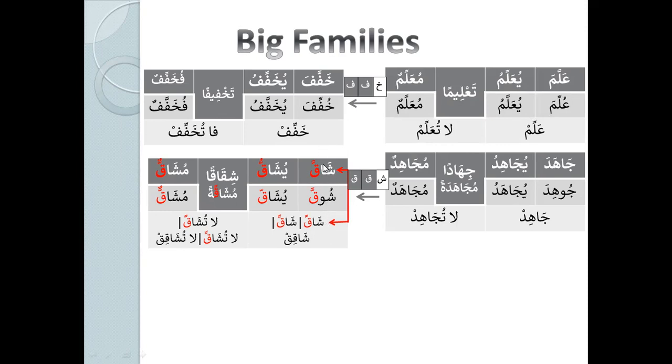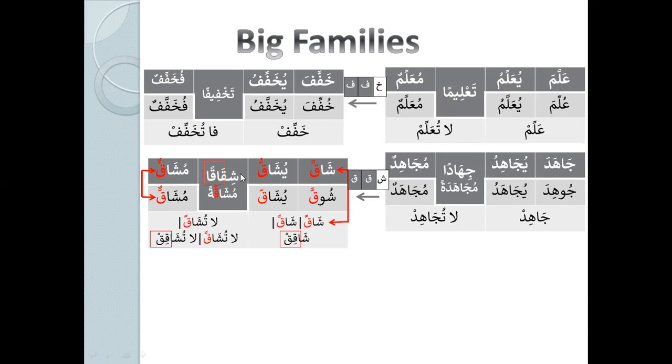This is an irregularity you will see in most of the families, big families, not all of them. Mushaqqun and Mushaqqun: fa'il and ism maf'ul also look the same because of this irregularity. So these are the two things that you have to keep in mind. Also, if you see, there is a split.